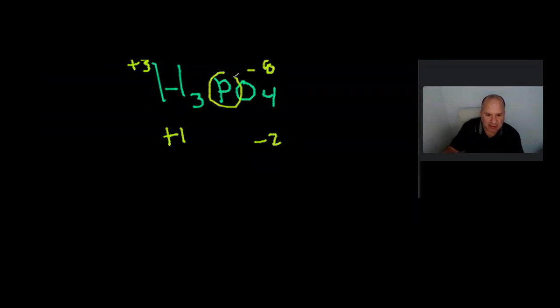Now, to get the phosphorus here, -8 plus 3 is -5, right? So this must be +5 to give you 0. +3 plus 5 minus 8 is 0. So the phosphorus is going to have a +5 oxidation state. So hydrogen will have +1, phosphorus +5, oxygen -2. Okay, let's look at another.